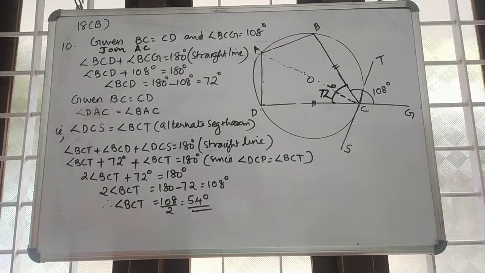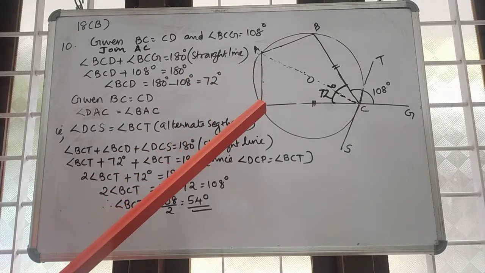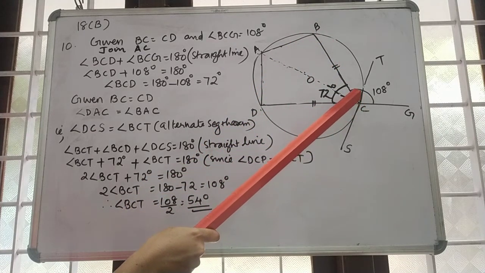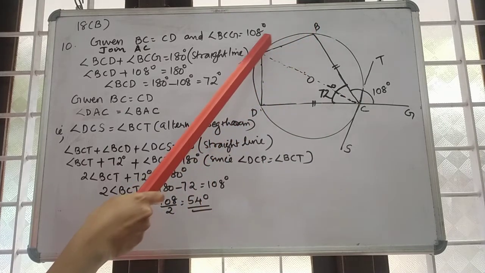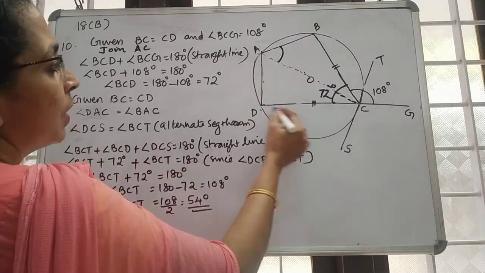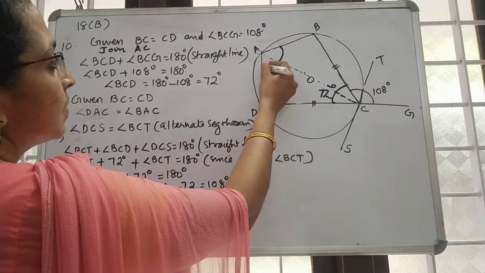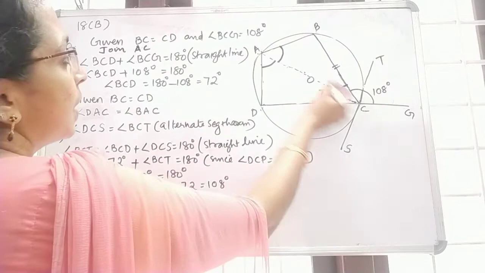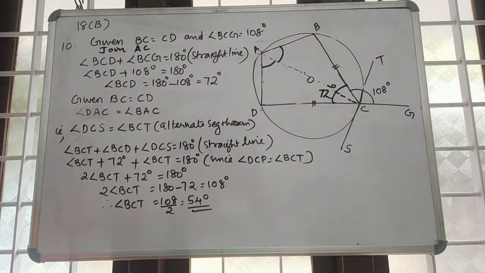Given BC is equal to CD, then the angles opposite to those sides will be equal. So we can write, opposite of BC is angle BAC, and opposite of DC is angle DAC. So DAC will be equal to BAC. So these two angles will be equal. DAC is equal to angle BAC.